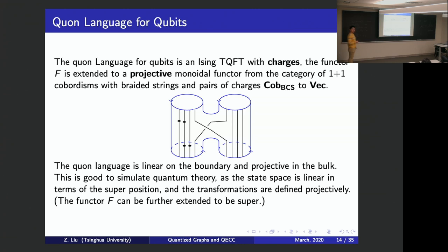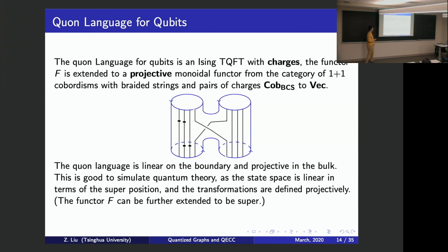And then in the usual TQFT, given a cobordism, you have a functor. It maps such a cobordism to linear transformations on vector spaces. For each circle, it corresponds to a vector space V, and different circles correspond to tensor products of V. And the cobordism maps to a linear transformation, a multilinear transformation, of V.